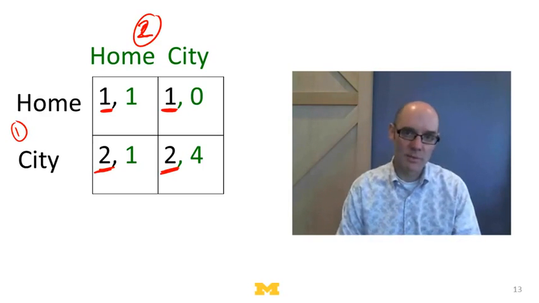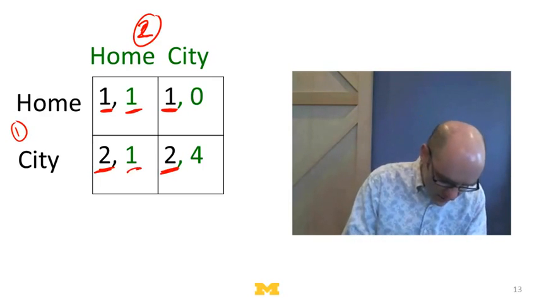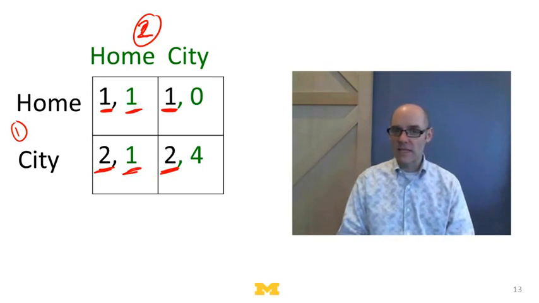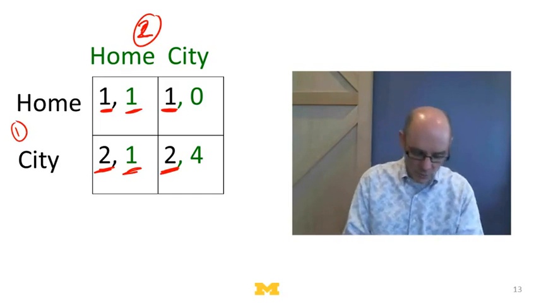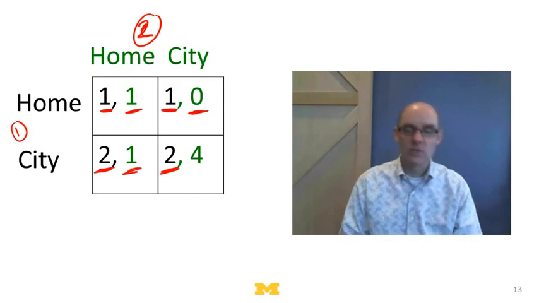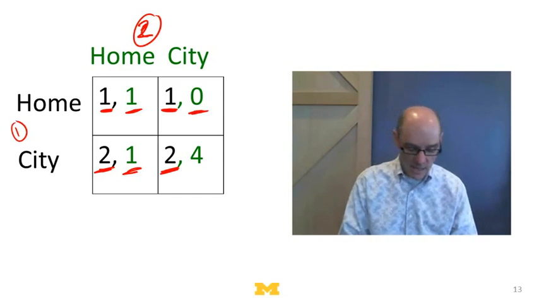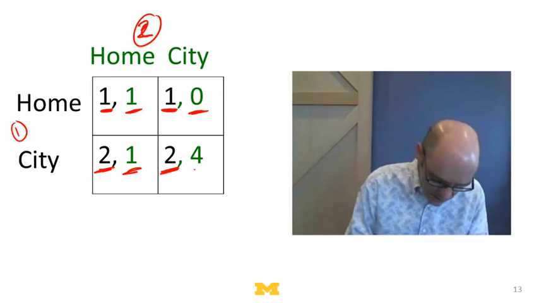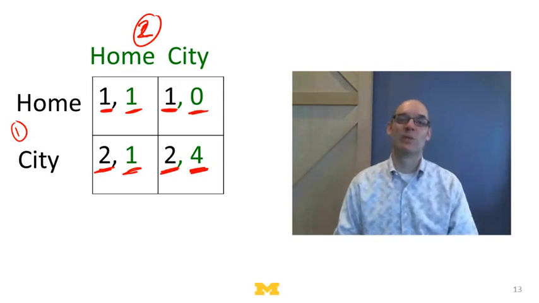Person 2 is a more complicated person. If they stay home, their payoff is also 1. But if they go to the city, their payoff depends on what person 1 does. If person 2 goes to the city and person 1 stays home, person 2 gets a payoff of 0 because person 2 is lonely. It's no fun to go to the city alone, at least for person 2. But if person 2 goes to the city and person 1 goes to the city, person 2 gets a payoff of 4.